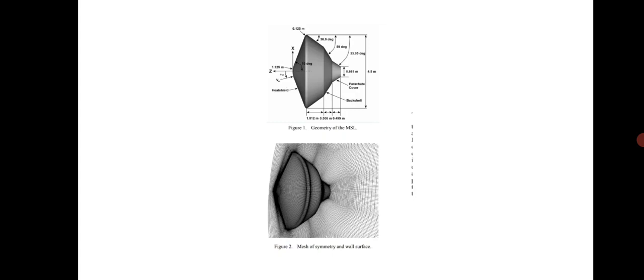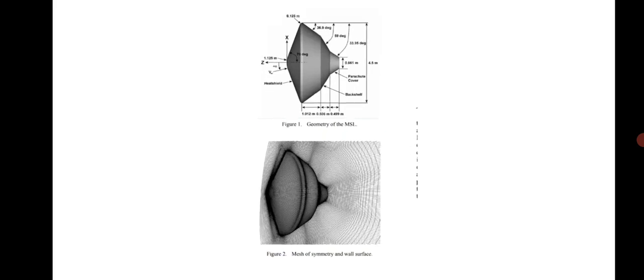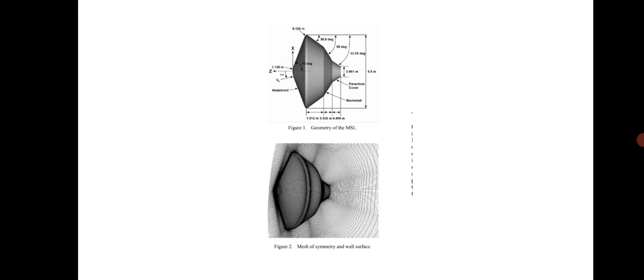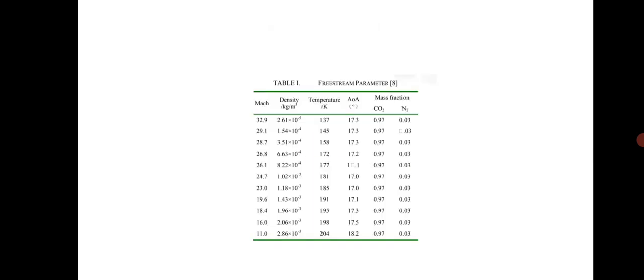In this figure, we see the mesh of the symmetry and wall surface of the Mars surface vehicle. Here we are able to see this meshing, which is done in software, for better understanding. Here, table 1 describes the free stream parameters.